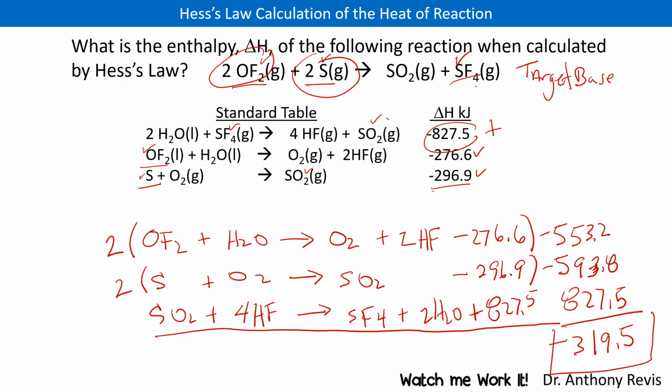So what I do to check to be sure I've done this properly is I look for it to see whether or not I really did make my new base equation. So here's what we're going to do. We're going to look for things that we could cancel. Here's what we observe. We have water on the left side, and we have water on the right side of this one, so they cancel out.